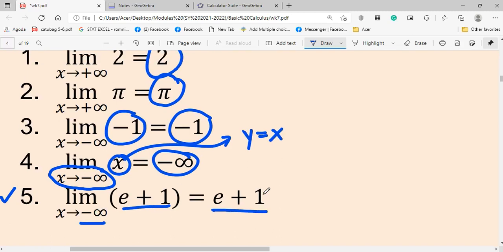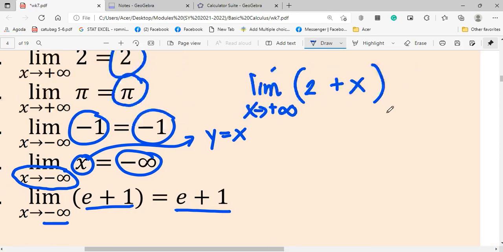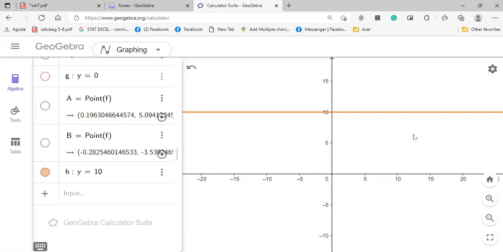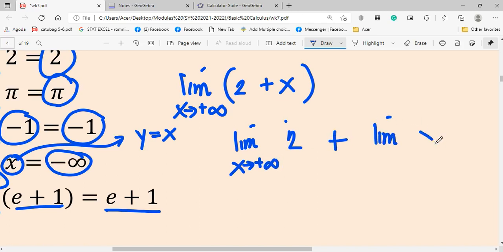But your question maybe is, what if nagsama silang dalawa? Paano kung naging 2 plus x? So what is the limit of 2 plus x as x keeps on increasing? This might be an interesting question. So what will happen therefore? Paano kapag ang ginawa mo, paghiwalayin mo, limit of 2 as x keeps on increasing plus limit of x as x keeps on increasing.